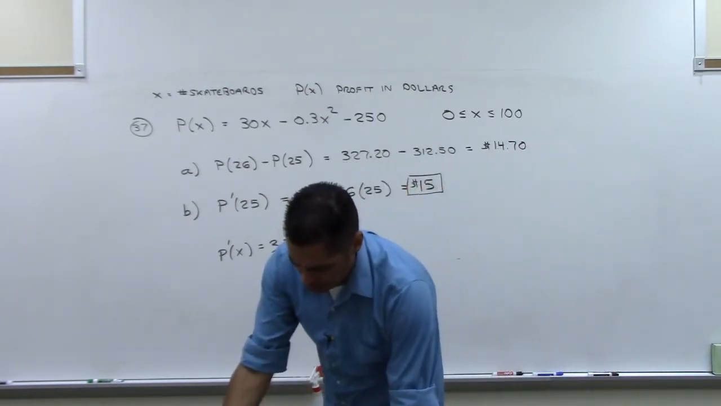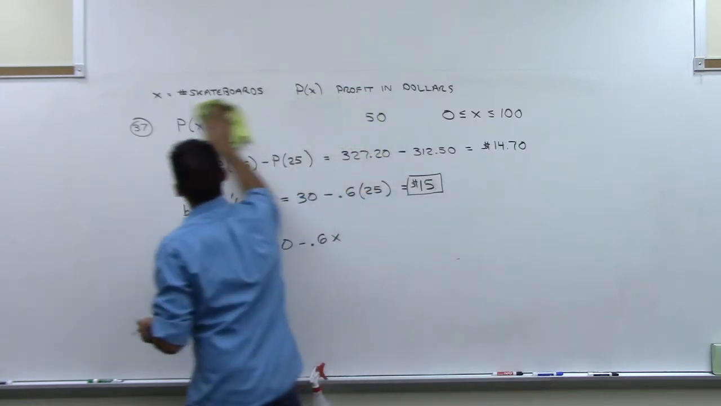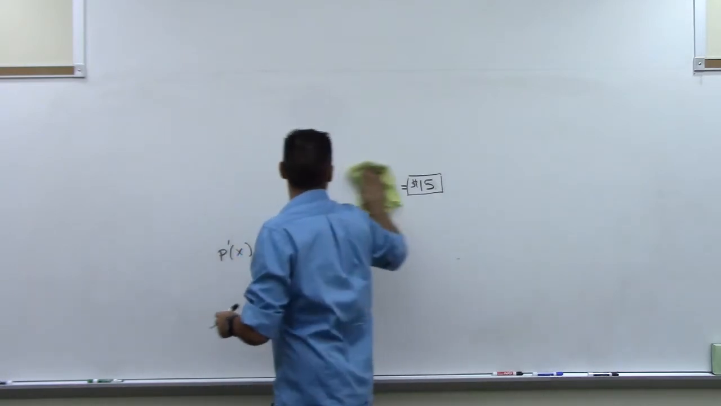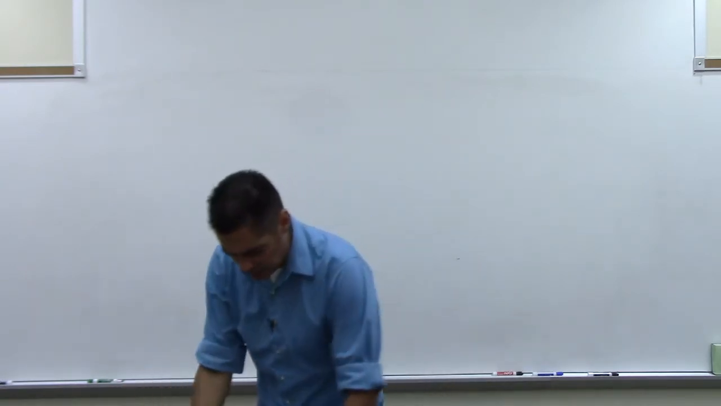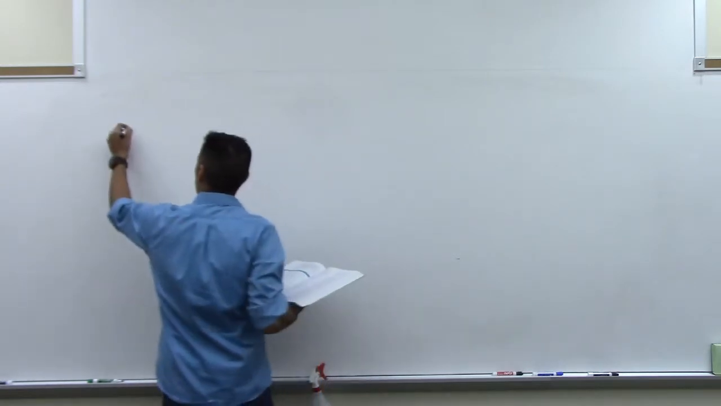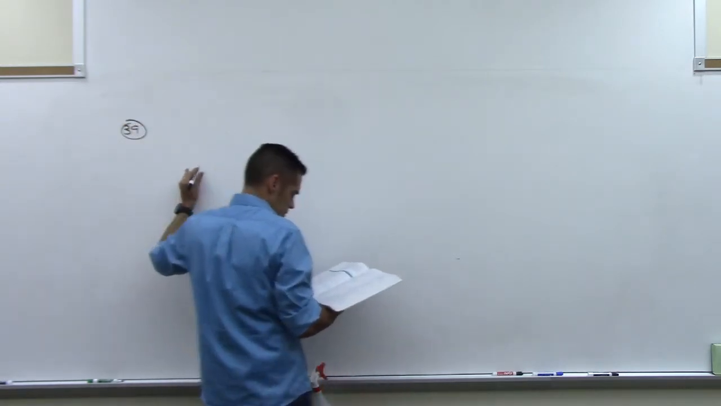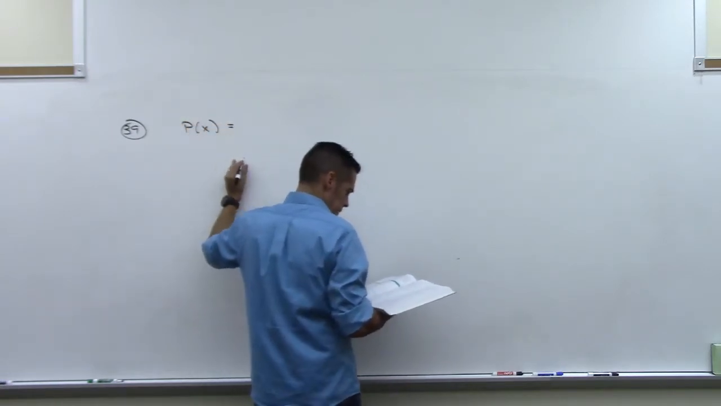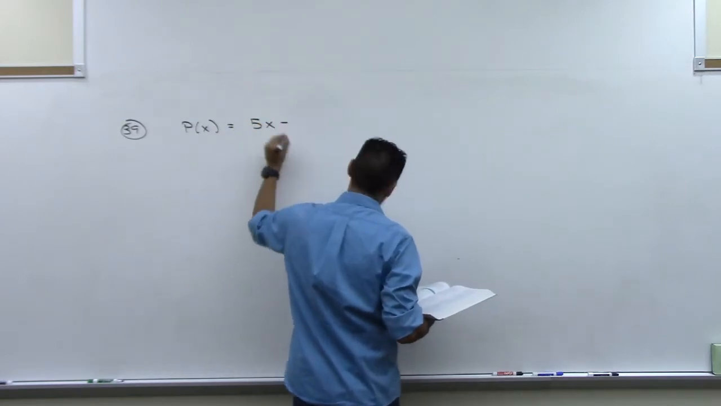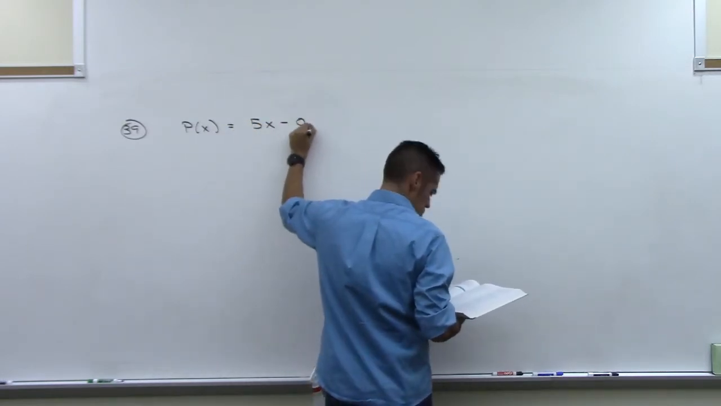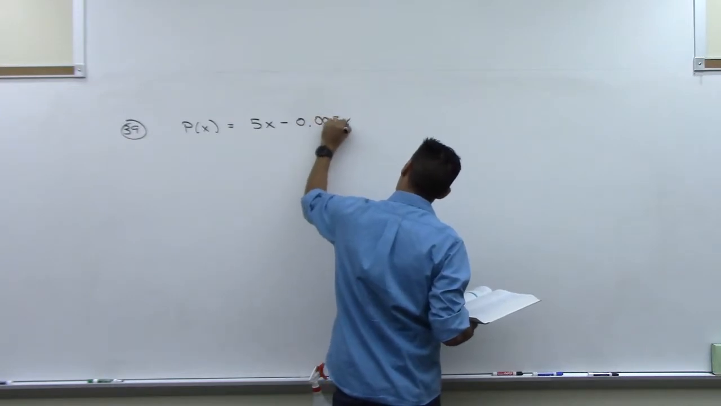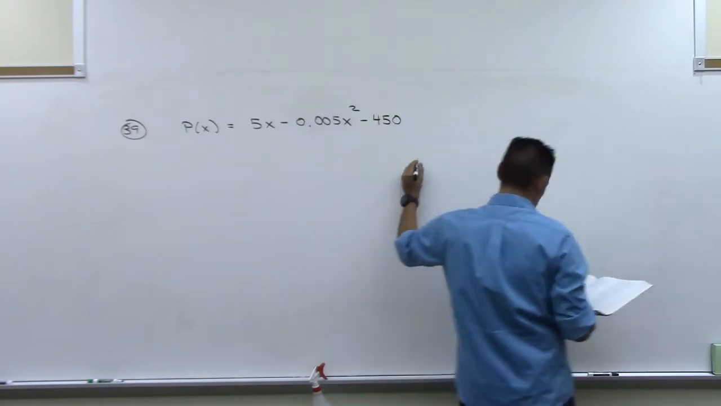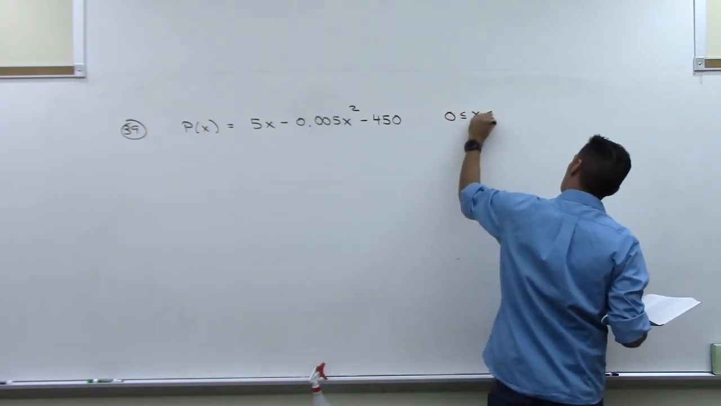All right, let's go to 39. So for 39, we're going to start changing gears here a little bit, I think. For 39, they give us another profit function. So the profit function they give us is P of x equals 5x minus 0.005x squared minus 450. And then again, I've got x between 0 and 100.